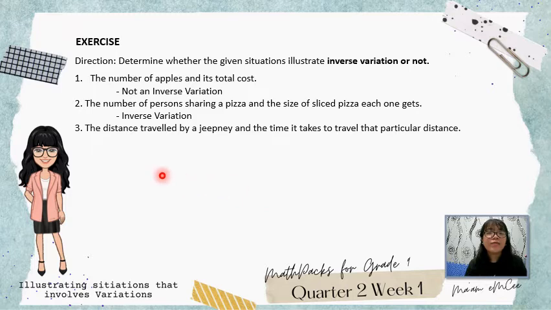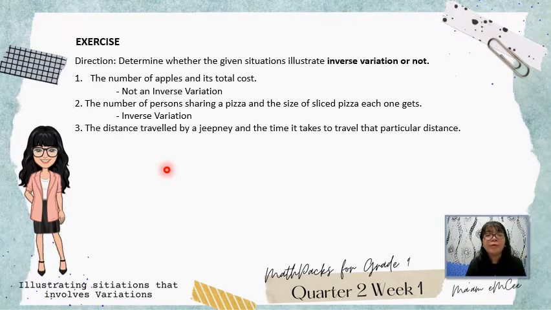Third, the distance traveled by a jeepney and the time it takes to travel that particular distance. So we are talking about distance and the time traveled by the jeepney at a constant speed. So if a certain jeepney traveled 20 kilometers within 1 hour and then it traveled again 30 kilometers, do you think the time it will take to reach 30 kilometers will be greater or smaller, or will it be bigger or smaller than 1 hour?